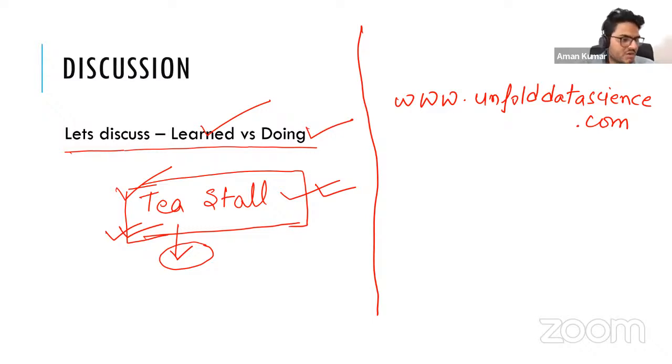Faisal is asking, for a data scientist, do I need to know all the math concepts? Not everything. Calculus, linear algebra, probability, statistics. These are good to start with.